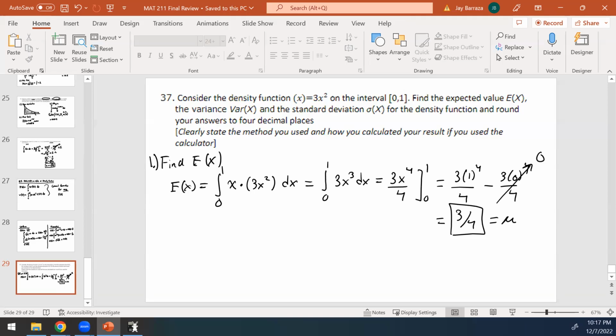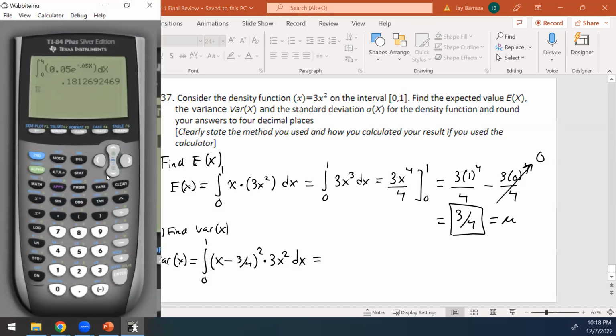The variance is equal to the integral from 0 to 1, but instead of x, it's going to be x minus mu, and mu is 3/4, squared, times 3x squared dx. Like this one, don't even try to do it by hand because it's going to be too complicated. So we're going to practice doing this one in the calculator.